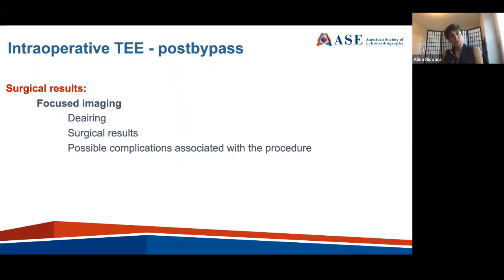But our most important role post-bypass is obviously in assessing surgical results and ruling out possible complications associated with the surgical procedure. And we cannot emphasize enough how important it is to actually discuss and know the surgical procedure that has been performed in order to be able to assess the results. This assessment is time sensitive, and the decision to re-repair or replace that mitral valve or to address that paravalvular leak has to be done, as Nick has stated before, in real time, and has to be done fast.